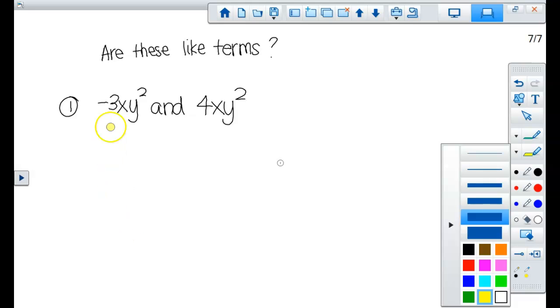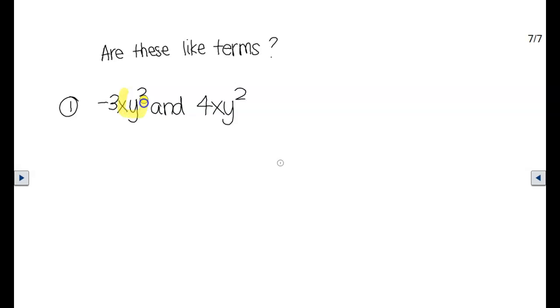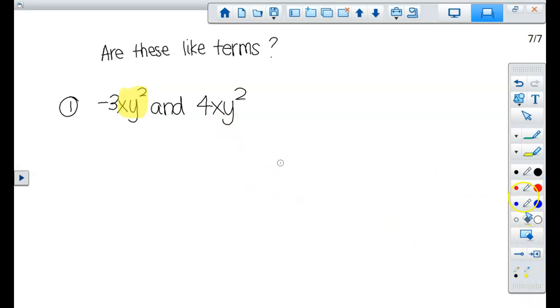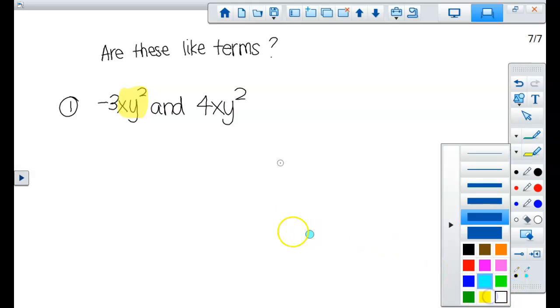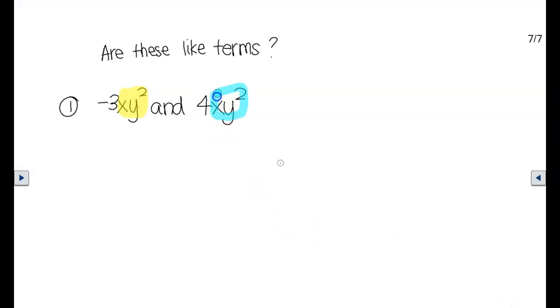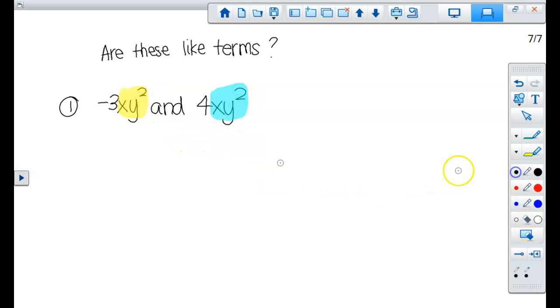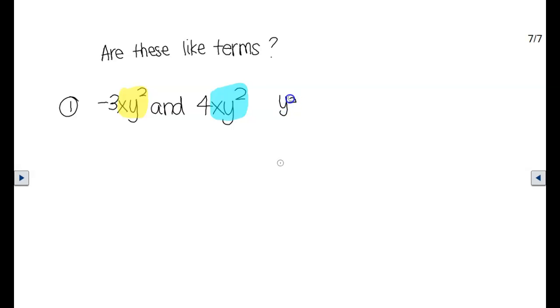All right, let's see. Last name over here is xy squared. The y is raised to the 2nd power. Last name over here, on the second one, is xy squared. So each one has x, each one has y squared. Xy squared, xy squared. Those are identical, so you should say yes, those are like terms.